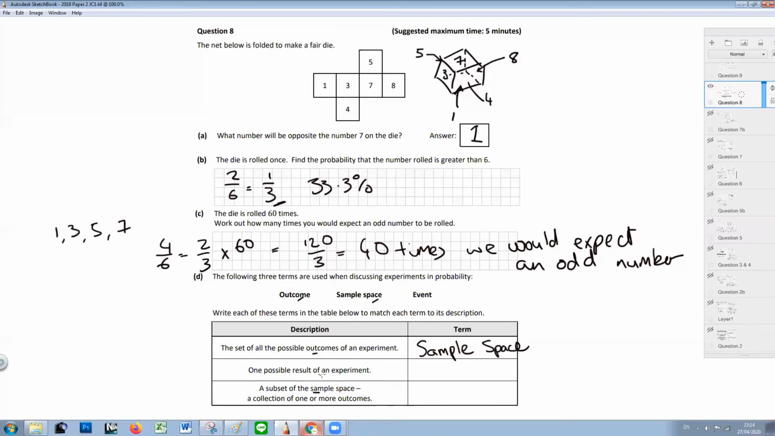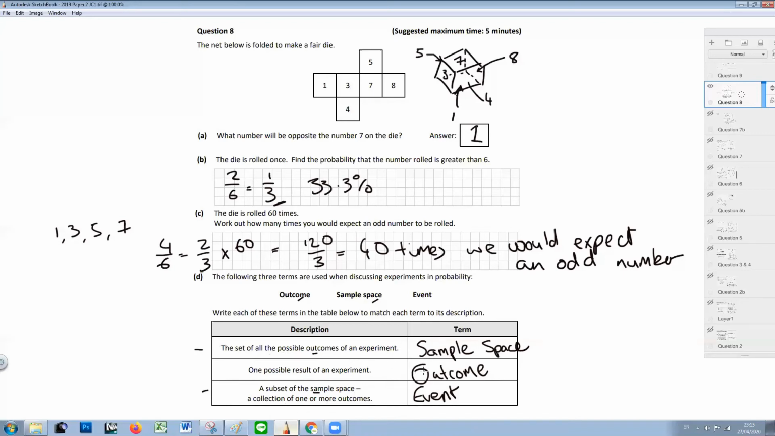One possible result of an experiment is an outcome. And a subset of the sample space, a collection of one or more outcomes, is going to be an event. So we had outcomes, the subset of all possible outcomes, a subset of the sample space, a collection of one or more outcomes. So neither this or this could really have been an outcome. It was going to have to be this.